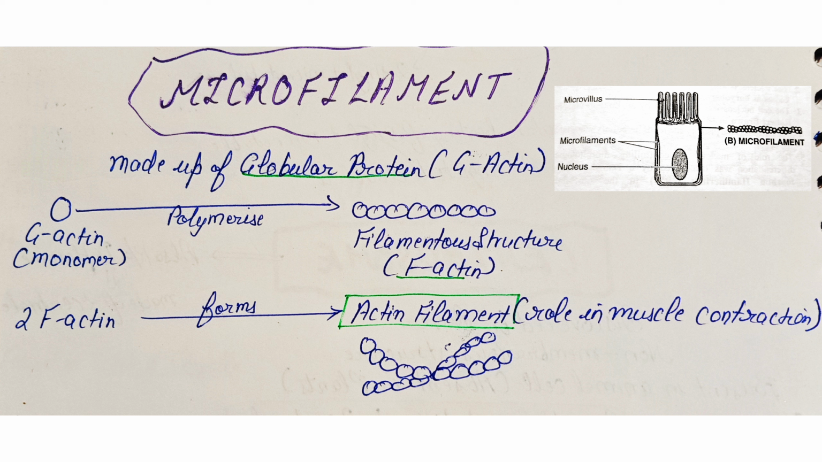The second component of the cytoskeleton is the microfilament. The microfilaments are long, thin, helically intertwined filaments made up of the polymer of protein actin. Globular protein G-actin polymerizes and forms the filamentous structure known as F-actin. The 2 F-actin also polymerize and form the actin filament. Actin is known for its role in muscle contraction. So the microfilament plays a structural role and interacts with the microtubule and intermediate filament to form the cytoskeleton.